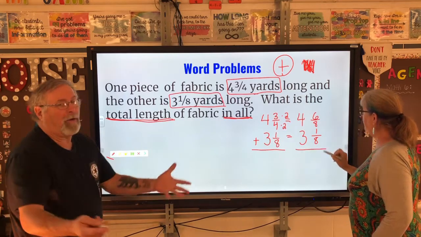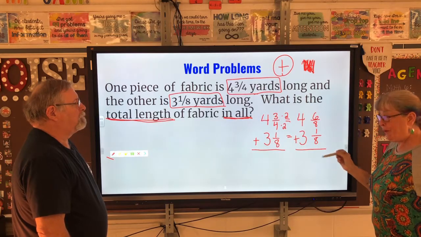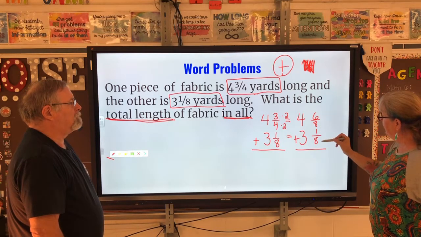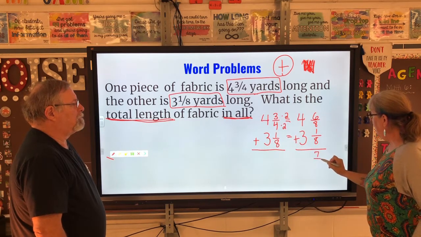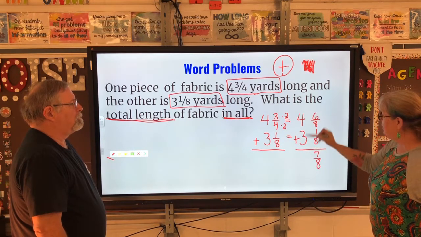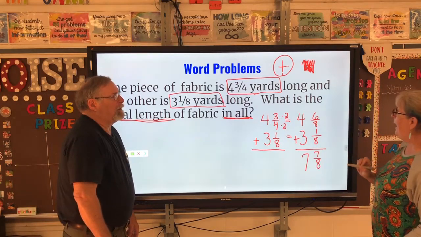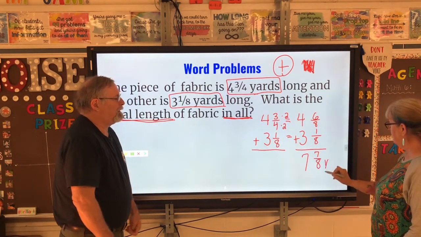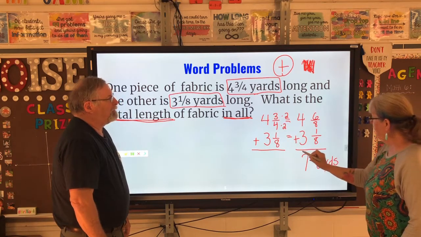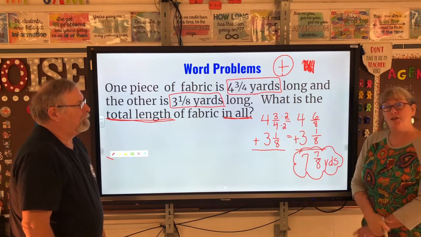Now I'm ready. So now all you have to do is add them together because the denominators are the same. We want to start with the fractions first. If I have 6 out of 8 and 1 out of 8, that's 7 out of 8. Number neighbors, proper fraction, it's in lowest terms. So now I just need to add my whole numbers. 4 plus 3 is 7. And my units are yards. Very good. So there's my answer. I know it's in lowest terms because that fraction is number neighbors.